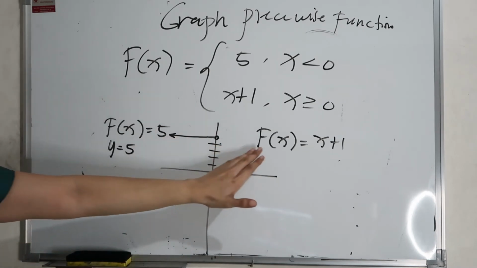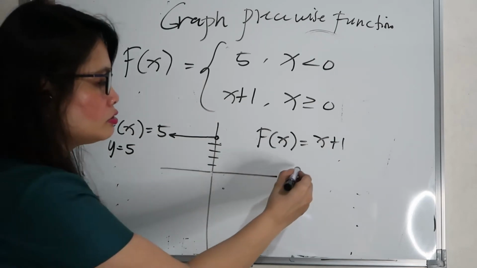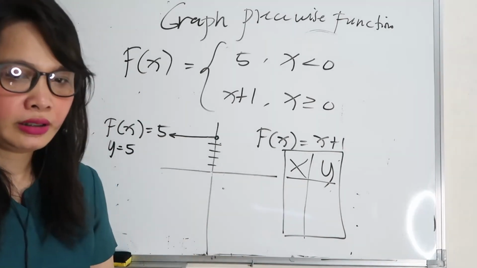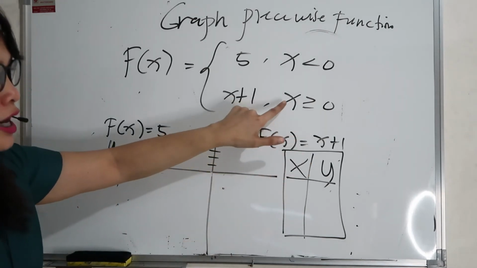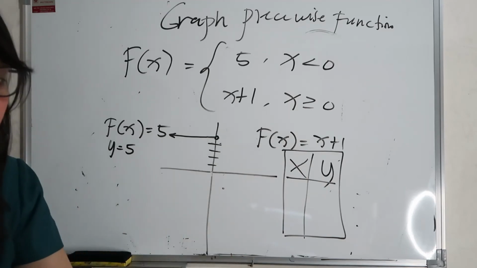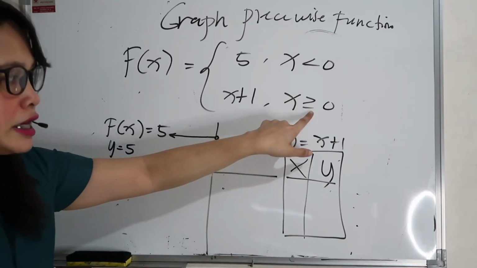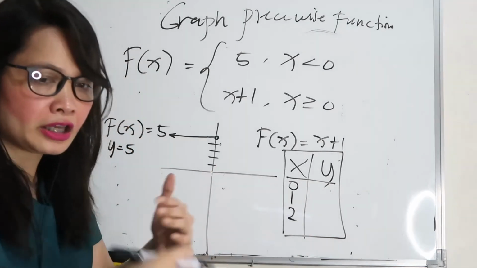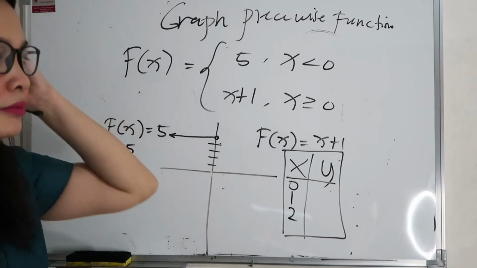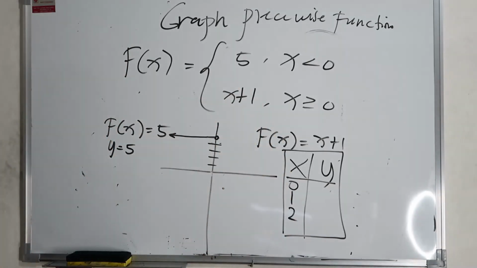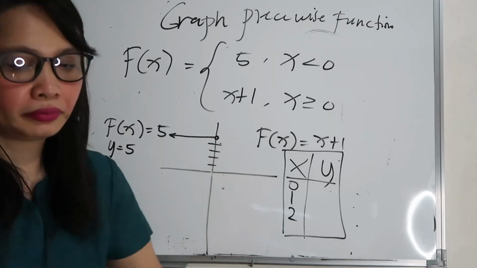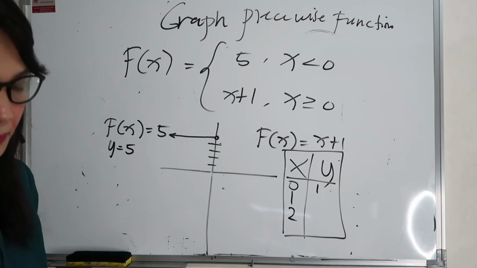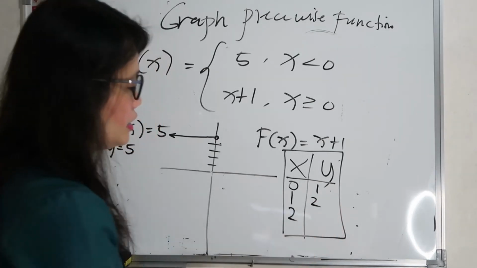Next, f of x equals x plus 1. Same thing, we need to come up with a table of values. So which values do we need to select for x? Going back to the condition, x must be greater than or equal to 0. So the possible values are from 0 to positive infinity: 0, 1, 2, 3, and so on. If x is 0, what is the value of y in the second function? Okay, 1. If x is 1, what is the value of y? Okay, 2. And if x is 2, the value of y is 3.